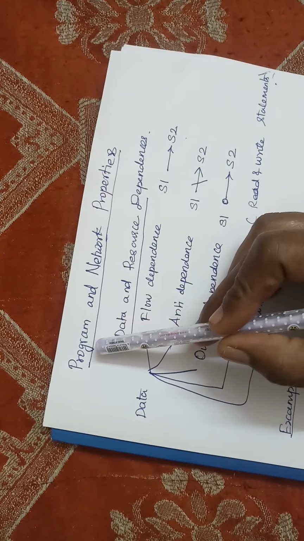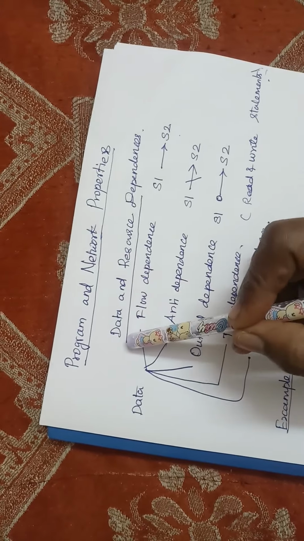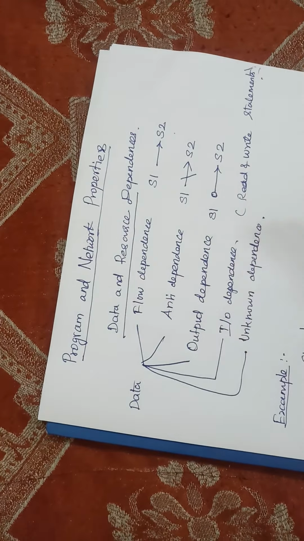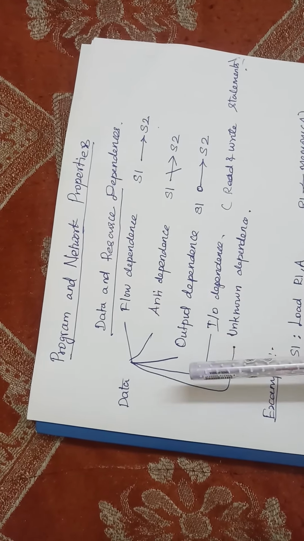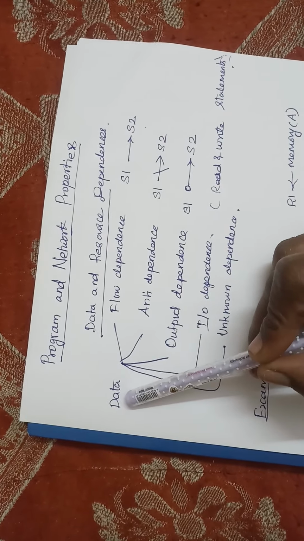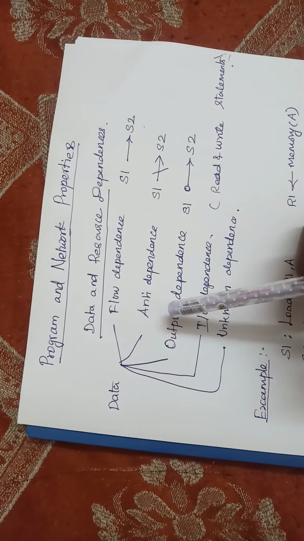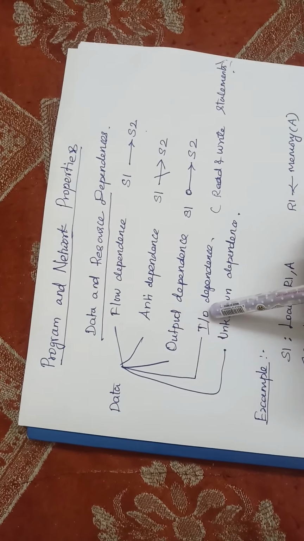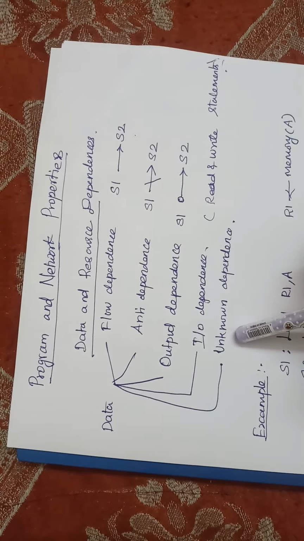Students, in this video we are going to see about program and network properties, which includes data and resource dependence. In the PPT we have seen the theoretical explanations of each dependence. Now we will see one example. As we know, data dependence is divided into 5 types. One is flow dependence, second is anti-dependence, third is output dependence, fourth is IO dependence, and last is unknown dependence.